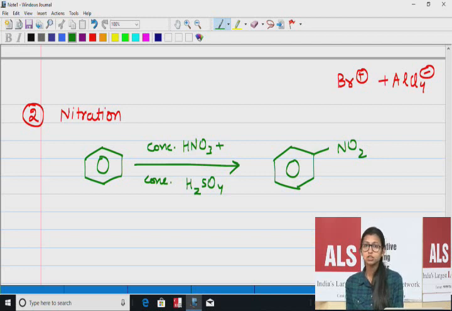Just keep this thing in your mind that HNO3 and H2SO4 both will be used here. Why we are using both, let me tell you. I'll give you the example. And you people will tell me, in HNO3 and H2SO4, which is the stronger acid? Tell me.